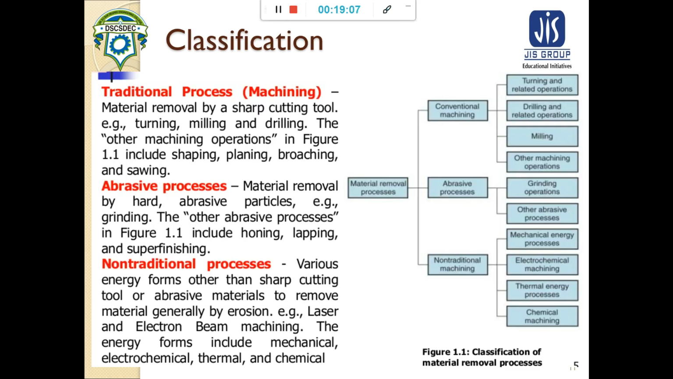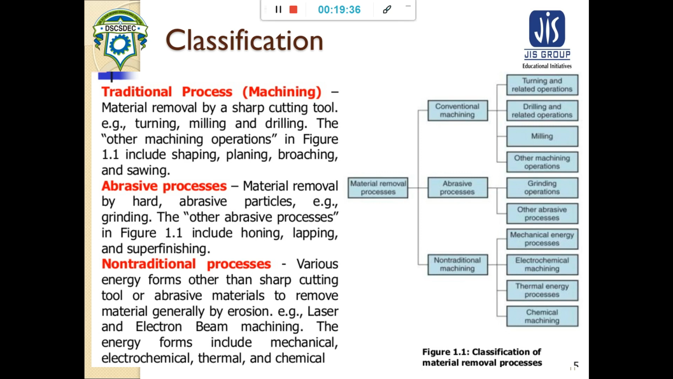Now we will see the classification. The material removal process can be classified in three terms. First one is conventional process, next is abrasive process, and third one is non-traditional process. In the case of conventional process, the material is removed by a sharp cutting tool, and in abrasive process material removal is done by hard abrasive particles.